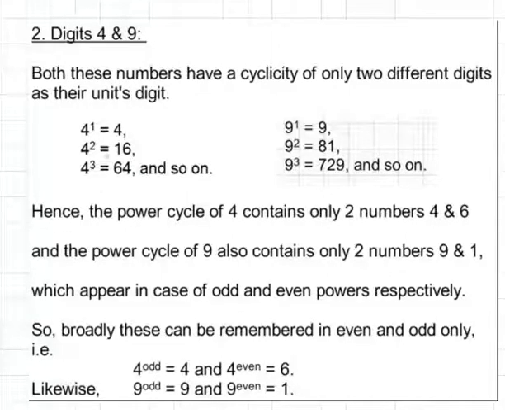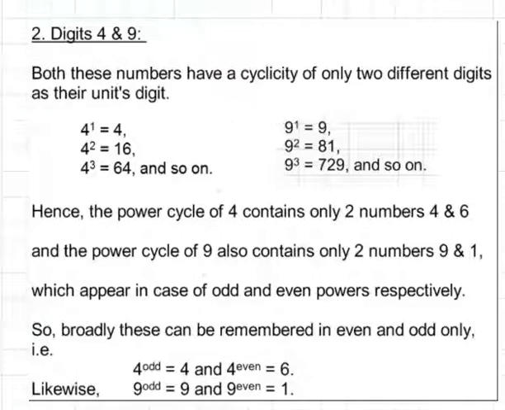So here you know that there are only 2 different units digits you get whenever the last digit is 4 or 9. The power cycle of 4 is 2. Whenever the power is odd, like 4 power 1, 4 power 3 or 4 power 5, the last digit is always 4. And whenever the power is even, that is 4 power 2 or 4 power 4, the last digit is always 6. Don't consider power 0, please.